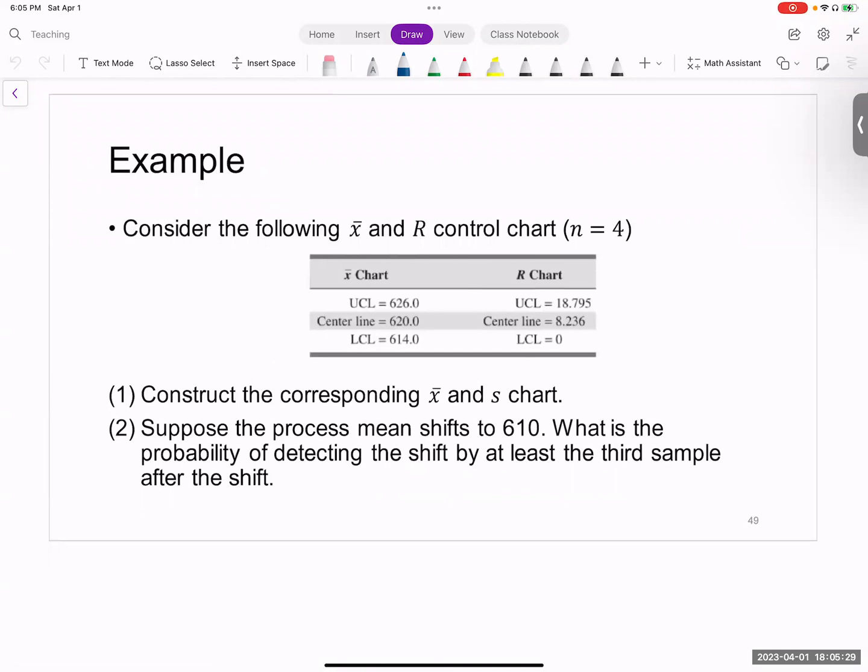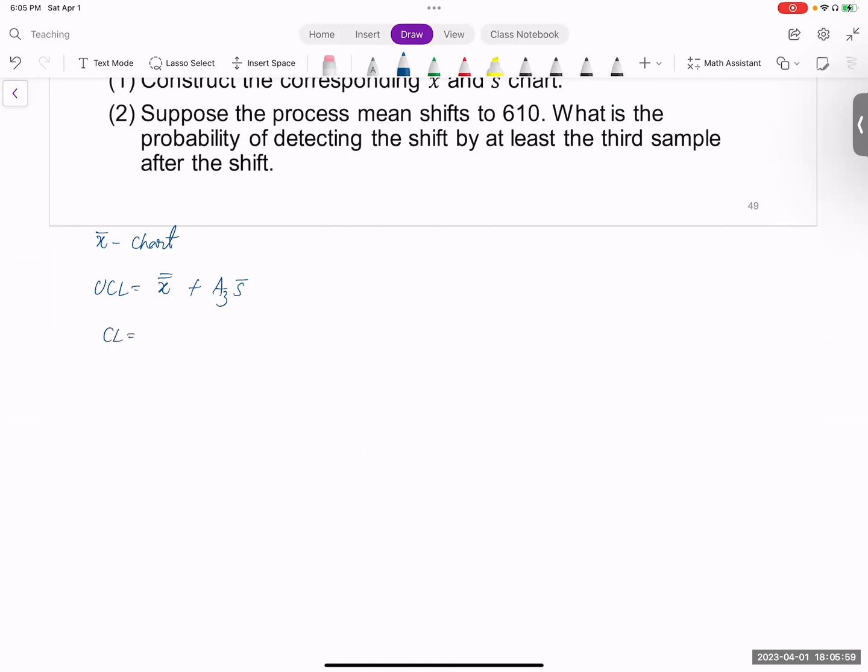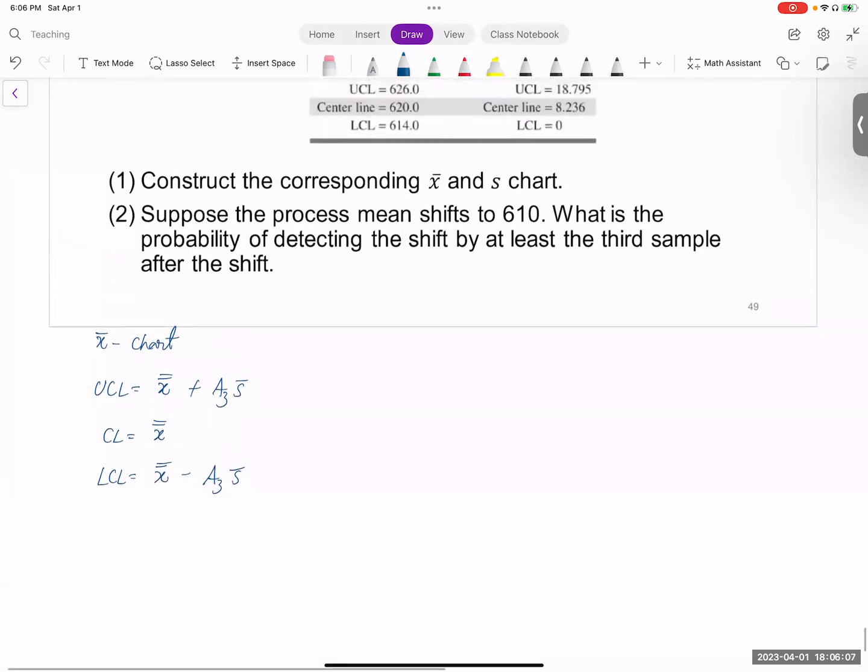And this is the example right here. In this problem, it gives you an X bar and R control chart with n equals 4. It says construct the corresponding X bar and S chart. So if I have to construct X bar and S chart, let's write this down. X bar chart looks like UCL is equal to X double bar plus A3 times S bar. CL is X double bar. LCL is X double bar minus A3 times S bar. That's your X bar chart.